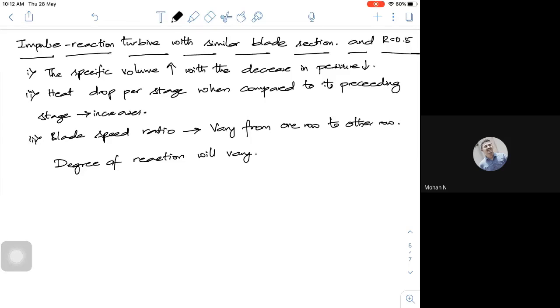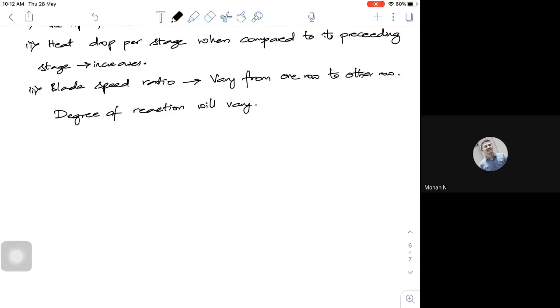So to mitigate this, what Parson, being an engineer, did was think: is it possible to make my inlet velocity triangle and exit velocity triangle the same? If I'm able to do that, then my R can be kept at 0.5. That is the level. Okay.